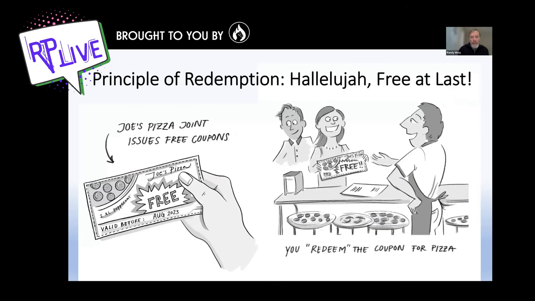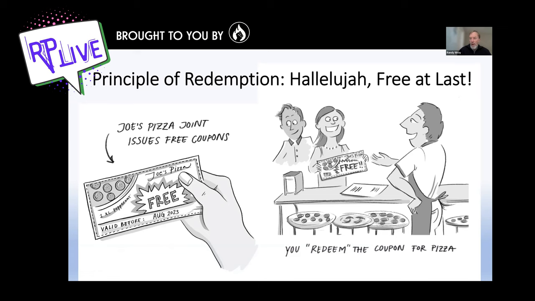Okay, there is a universal principle of debt, and that is that it must be redeemed. So let me give you an example, actually Eric Tymoigne's example that I borrowed and that Heskey has drawn up, Joe's pizza joint. So he starts up a pizza joint and he wants to drum up some business. So he passes free pizza coupons around the neighborhood. That pizza coupon is Joe's debt. If you get one of these pizza coupons, it is your asset, okay?